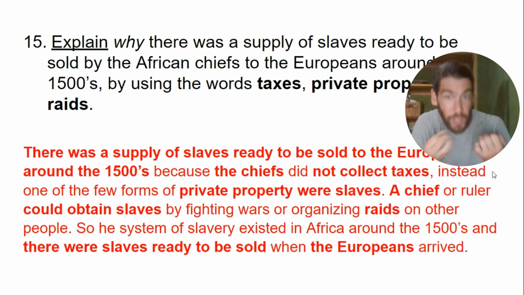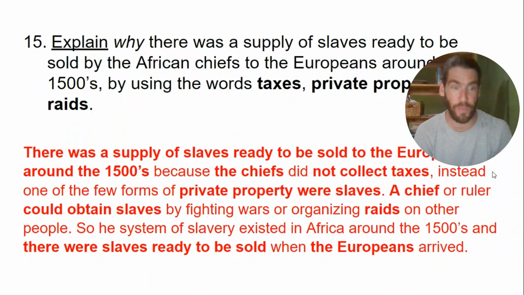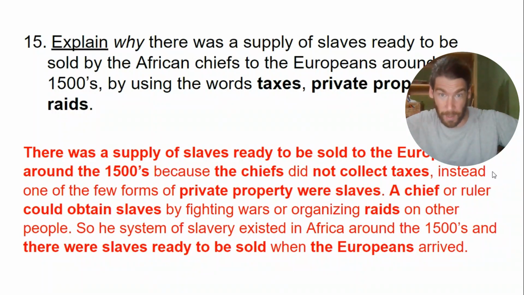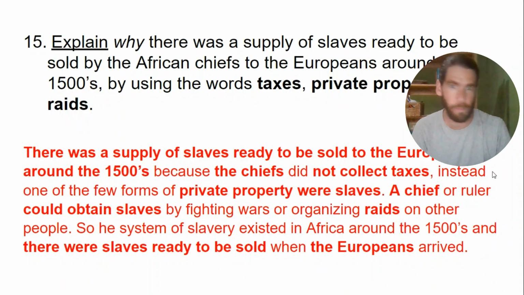So the system of slavery existed in Africa around the 1500s, and there were slaves ready to be sold when the Europeans, we know now in the beginning those were the Portuguese, arrived. Remember Henry the Navigator and all the map makers and ship makers and navigation instrument makers. When they arrived in West Africa, there were slaves there already. There was slavery as a system already present in West Africa and also in the interior of Africa. It was already there. Okay, this was a pretty decent and pretty clear explanation.